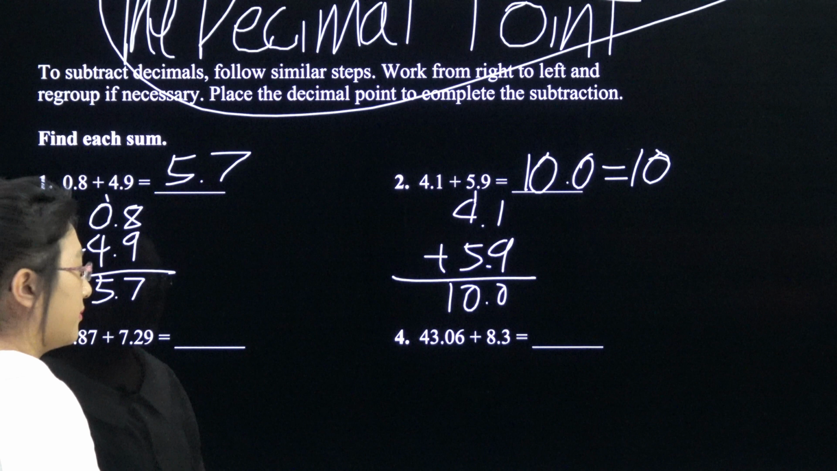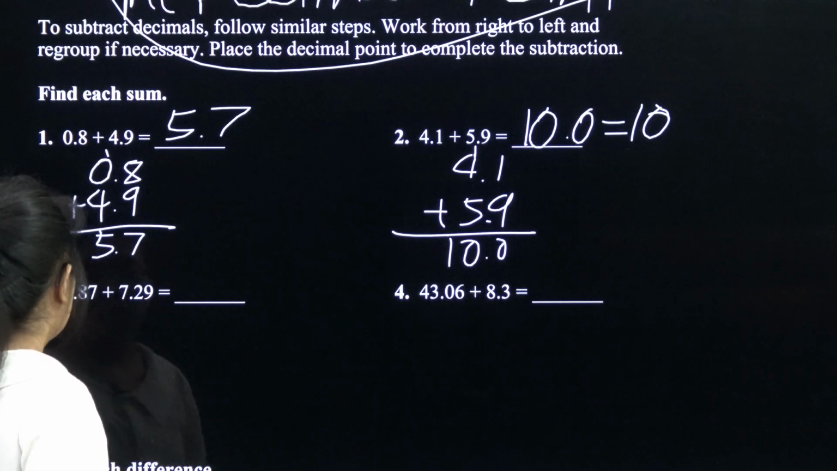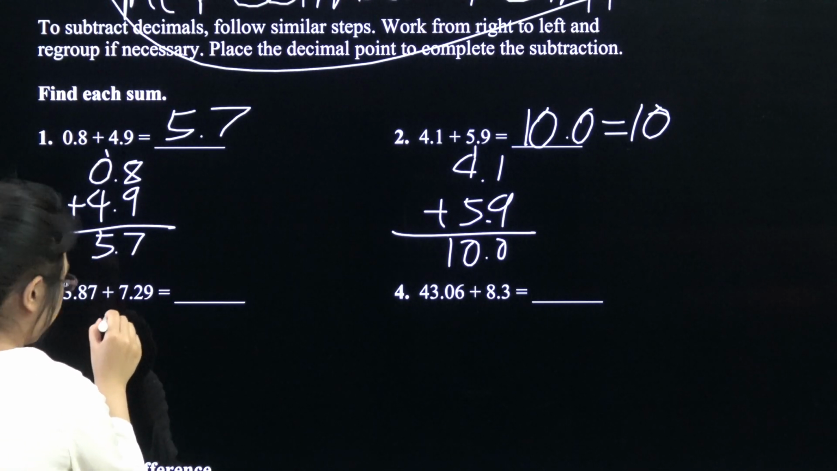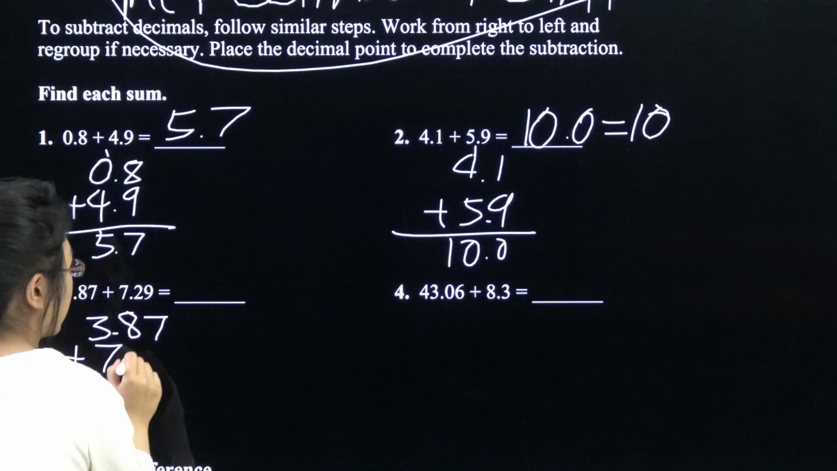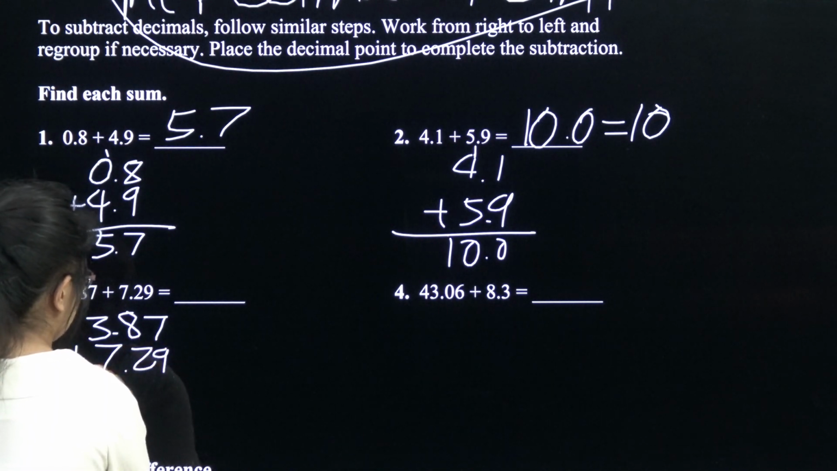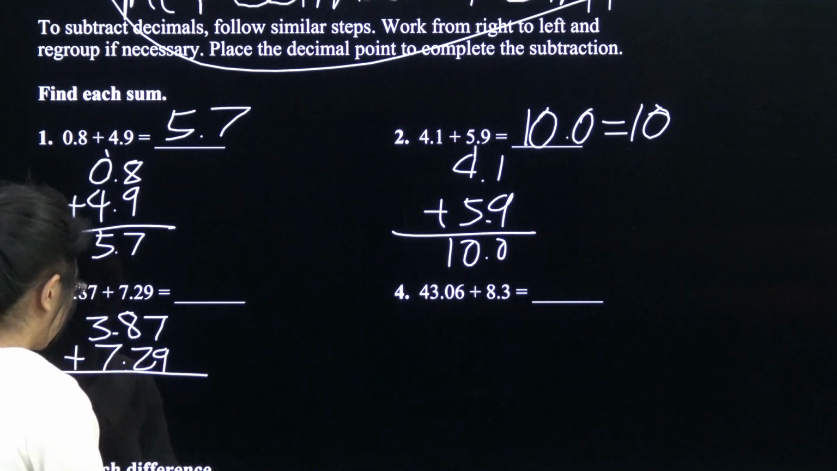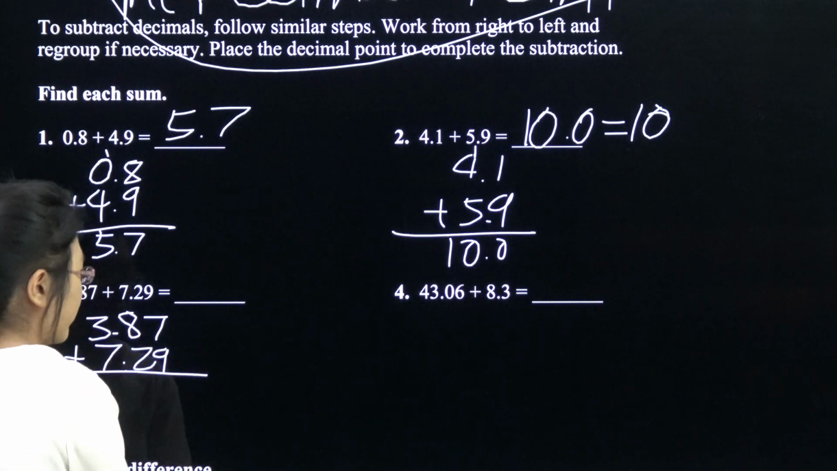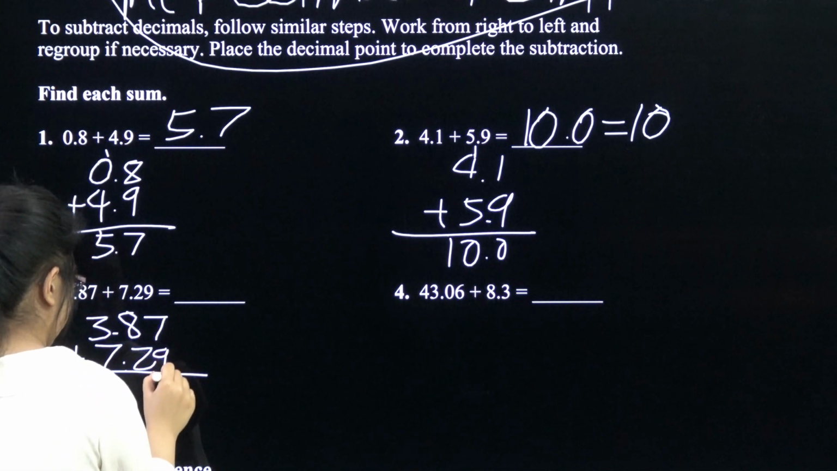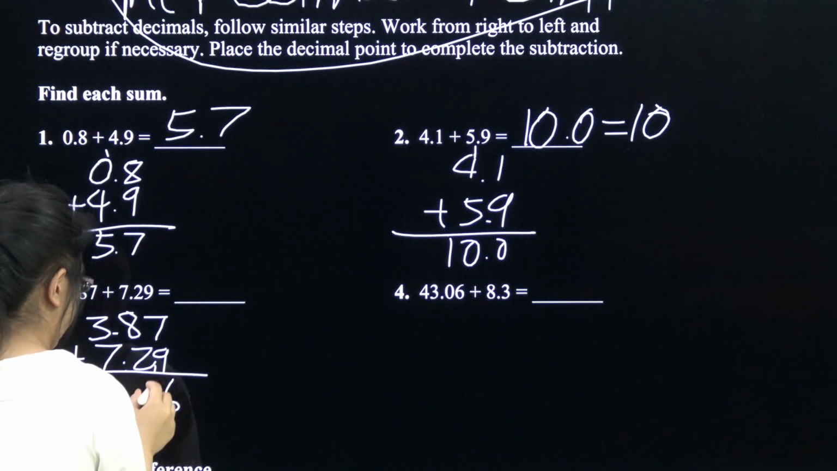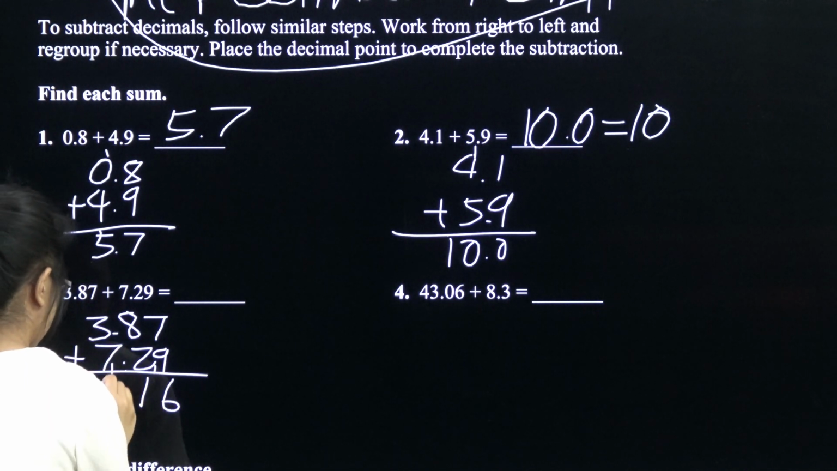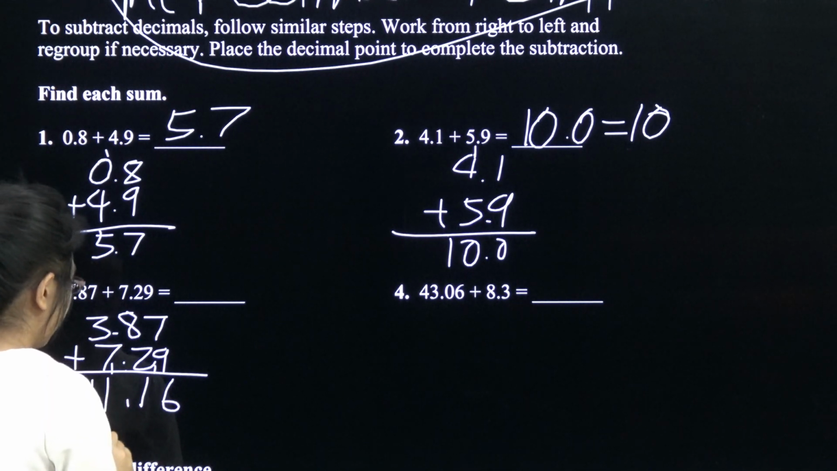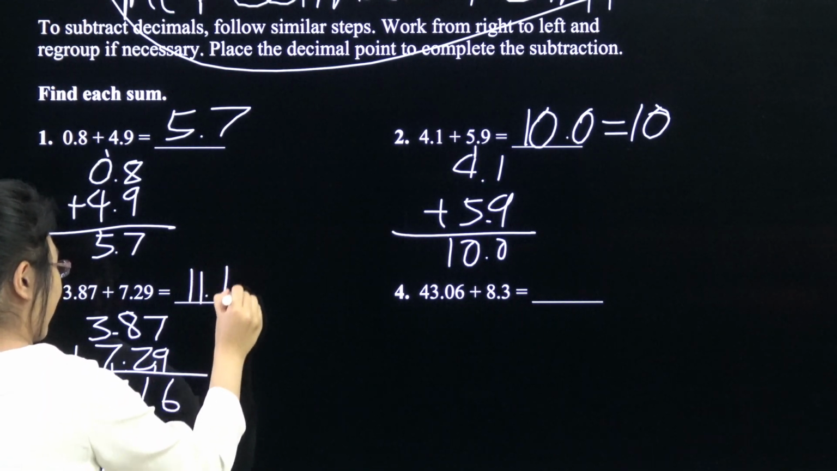Yeah, so we move on to the next 2 questions. And it's 3.87 plus 7.29. You line up all the decimal points, everything's lined up, everything's good to go. Move on to step 2. 7 plus 9 equals 16. Regroup. 2 plus 8 plus 1 equals 11. Regroup. 3 plus 7 plus 1 equals 11 again. Regroup, and you get 11.16.